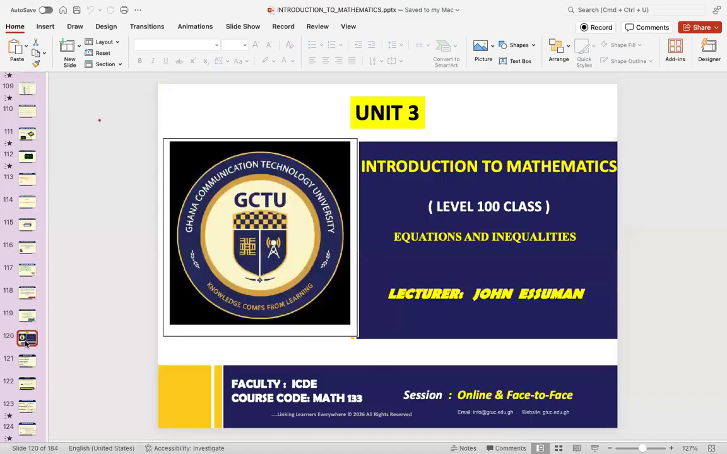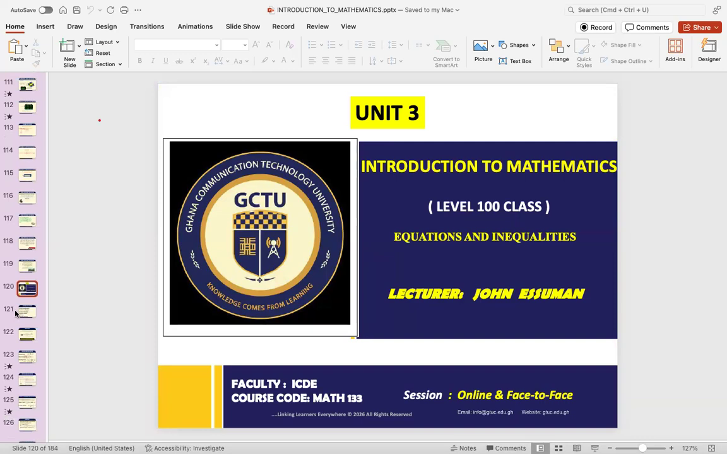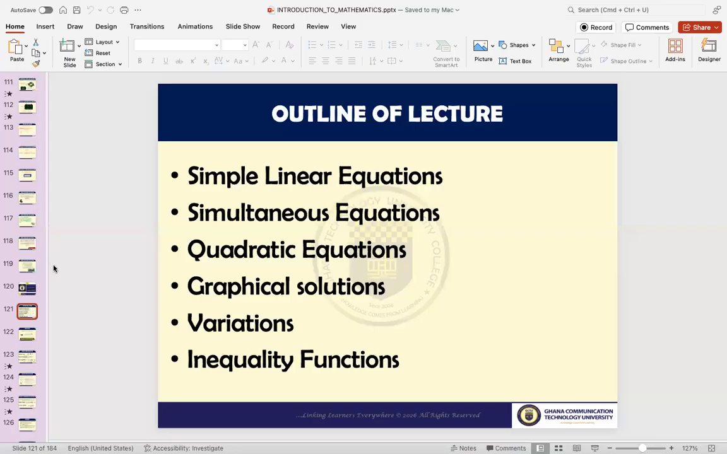We finished with this. So our new topic today, which is our unit 3, is about equations and inequalities. Equations and inequalities. So we'll be doing it for some time. If we are not able to finish today, we'll continue next week, God willing. So equations and inequalities. And these are the subtopics under equations and inequalities.